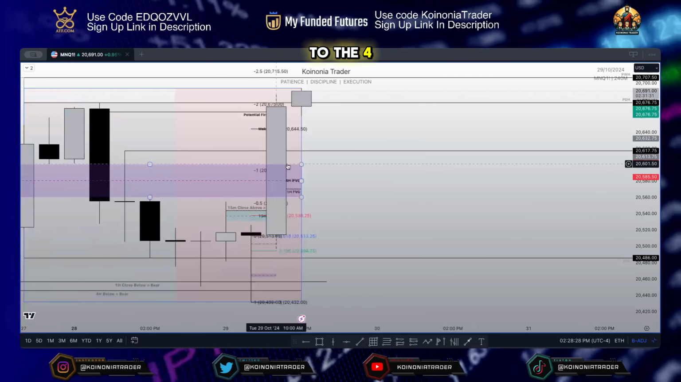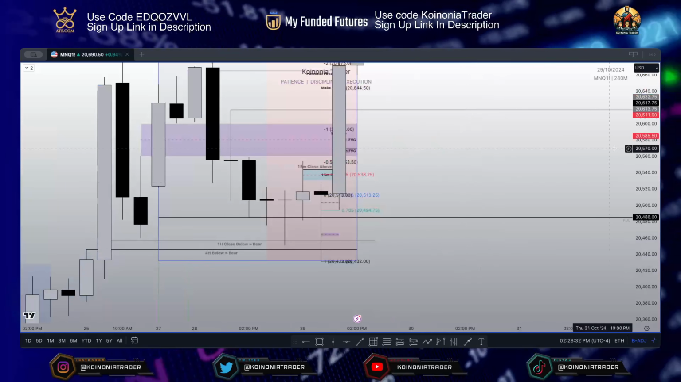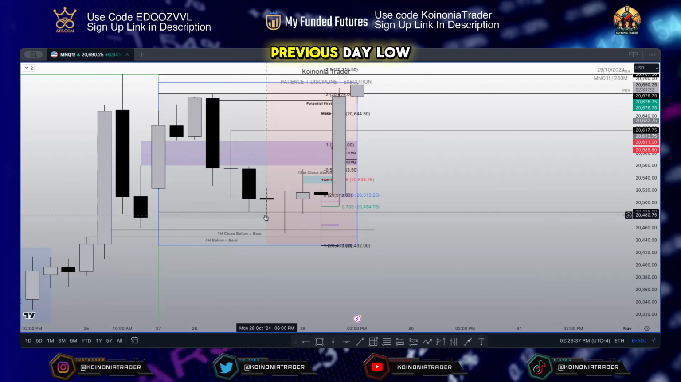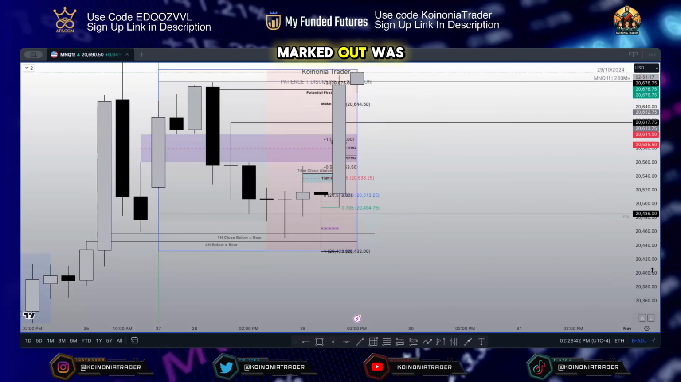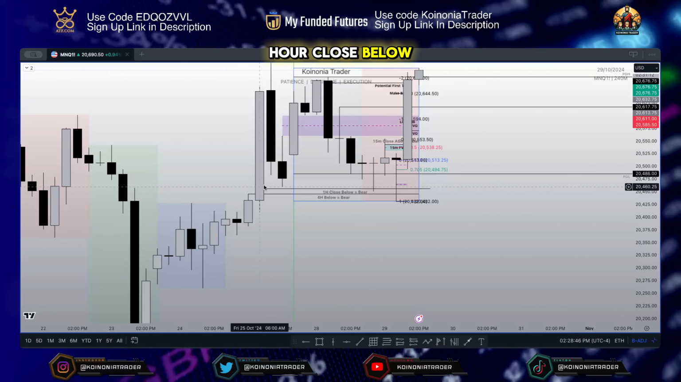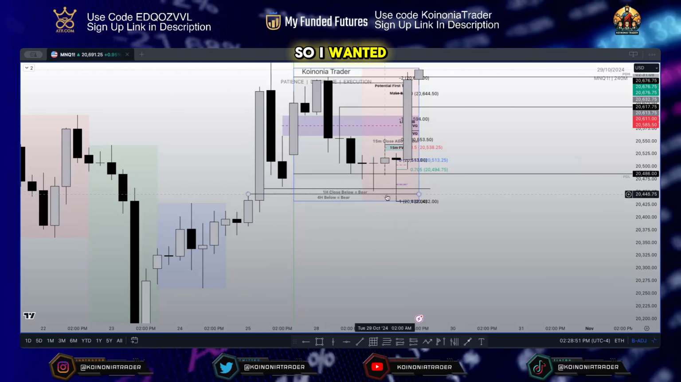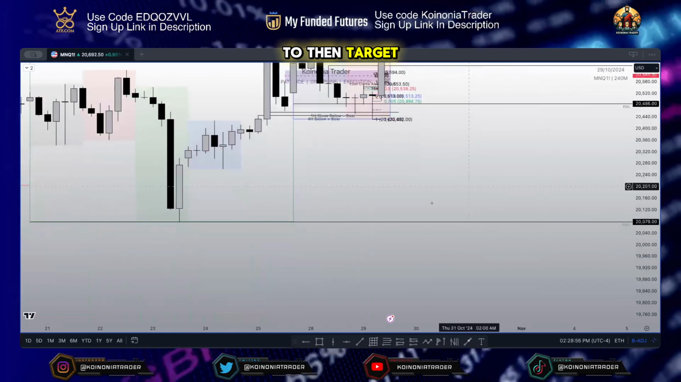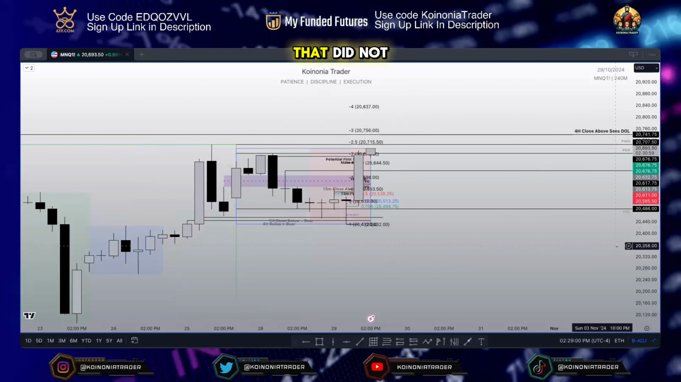So going on to the 4-hour time frame, we took out previous day low. Where is it? Right near the open, I believe. Yes, so we took it right at the open. We kept wicking below it. The one thing that I had marked out was that if we were going to end up being bearish, I wanted to see a 4-hour close below this 4-hour fair value gap, and there was also a 1-hour fair value gap within it. So I wanted just to see that 10 o'clock open below these two to then target this draw on liquidity for the day. Now, obviously, as you can tell, that did not happen.